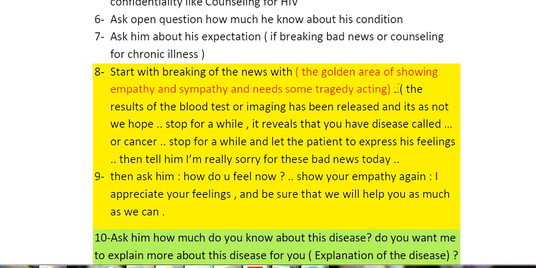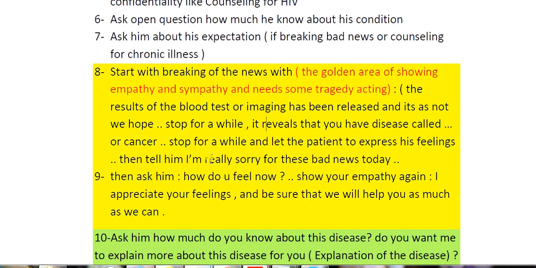So in this area you are going to tell the patient that the results of the blood test or imaging done for you have been released today, and it is not as we hope. Stop for a while. It's revealed that you have a disease called multiple sclerosis, epilepsy, hypothyroidism, whatever, cancer. Stop for a while and let the patient express his thoughts and his feelings at this point. Then tell him, I'm really sorry for this bad news today.